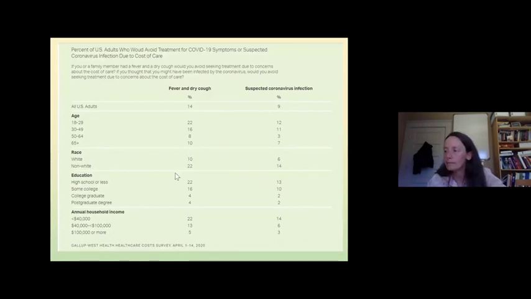Anyway, they asked all US adults, if you or a family member had a fever and a dry cough, would you avoid seeking treatment due to concerns about the cost of care? They have this overall proportion, 14% said yes if they just had a fever and dry cough, and then 9% said that they would avoid care even if they suspected a coronavirus infection. Then they break it down by a few different demographics as well.